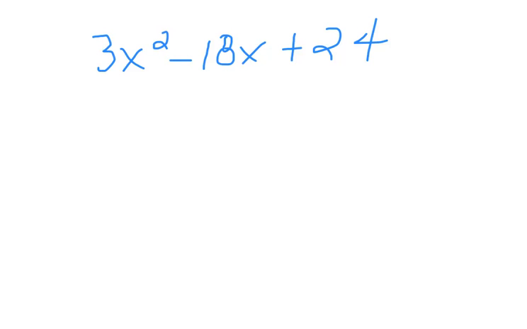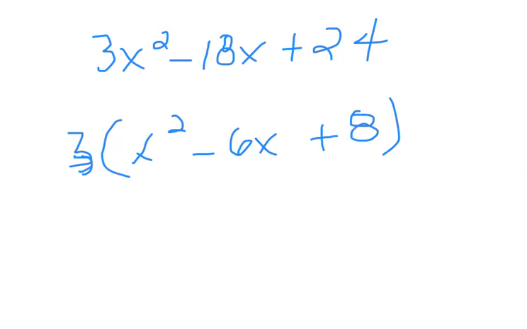And yes, this one happens to have a GCF. So the first thing we need to do is factor out that GCF. What is the GCF? Look at all three terms. What are all three terms divisible by? 3. So we're going to divide each term by 3, guys. And what do we have left over? X squared minus 6x plus 8.